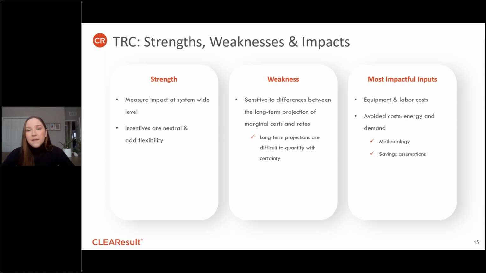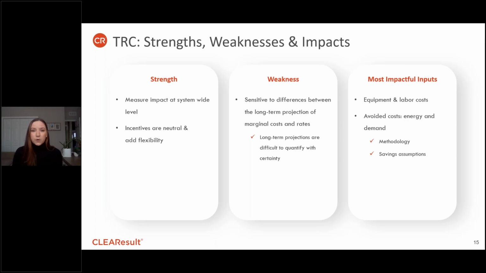And then what are the most impactful inputs that we see? This can be your equipment and labor costs, right? This is something that's very sensitive to market fluctuations, and we're seeing that right now with inflation. Labor costs are increasing, equipment costs are increasing. These things can have a big impact on TRC scores, especially when it's a very equipment heavy program. So that's something to keep in mind. And also our avoided costs. If you're not including some of those other environmental or non-energy benefits that can help boost you up, that's really going to be your main benefit.